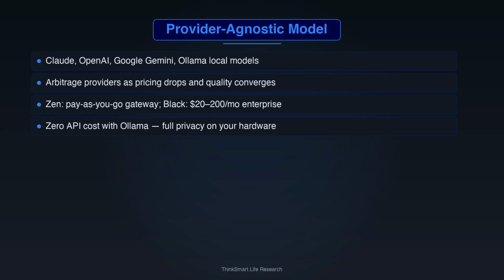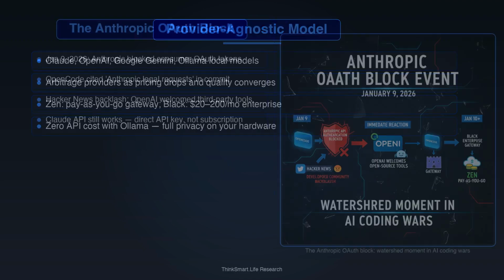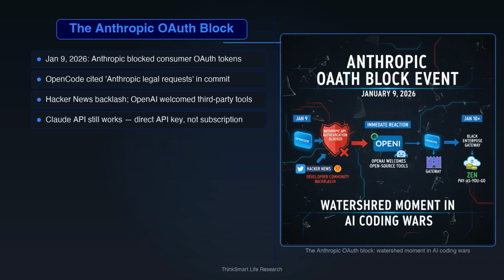to $200 per month. The implication is powerful: as model pricing drops and quality converges across providers, which is happening fast, OpenCode users can arbitrage. Run Claude Sonnet on Monday, switch to Gemini Flash for cost-sensitive tasks on Tuesday, use local Llama for private code. Claude Code users are locked to Anthropic's pricing and release cadence.